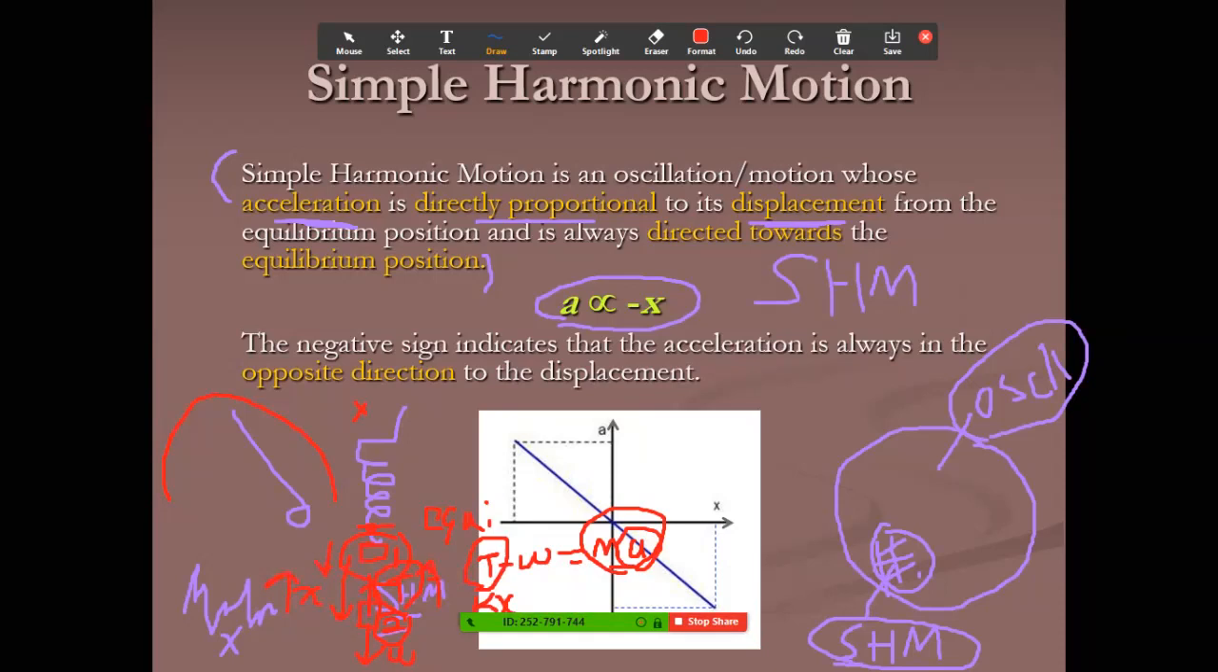At the lowest, acceleration is highest. So acceleration is proportional to displacement. The more you displace down, the bigger the acceleration. But the acceleration and displacement are in opposite directions. The negative tells us it is the opposite direction. Why is it the opposite direction?